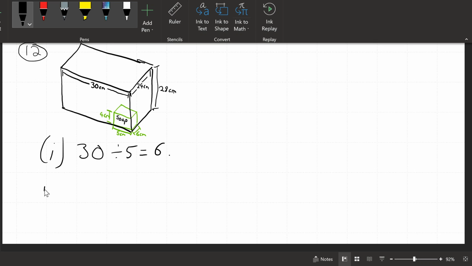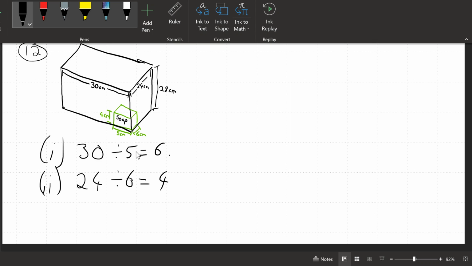The next one was how many packets, because they're not actually blocks, they're powder packets. How many packets will there be in the bottom layer when the box is full? Okay, so what we need to figure out is how many blocks across, how many blocks along. So we need to do a similar question. How many blocks will fit all along this length here? And it's 24 divided by 6, so 4.